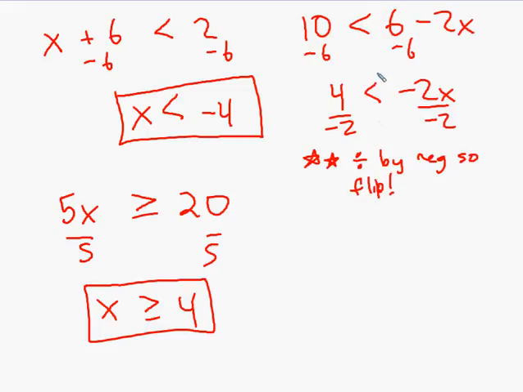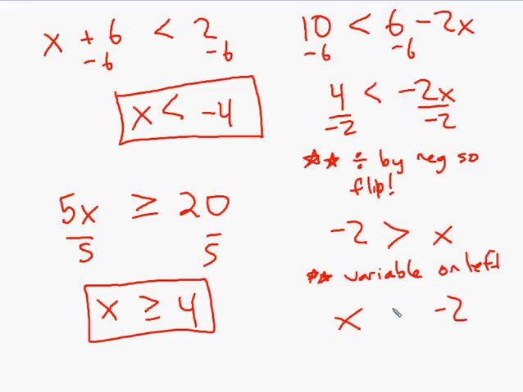Now what am I flipping? I'm flipping this, right? I'm flipping my inequality. So I get -2 is not less than, it's greater than x. Now, I'm going to do one more thing, variable on the left. So x, -2, and it needs to point to, and this is my answer. We want our variables on the left. That's so that we graph them correctly.